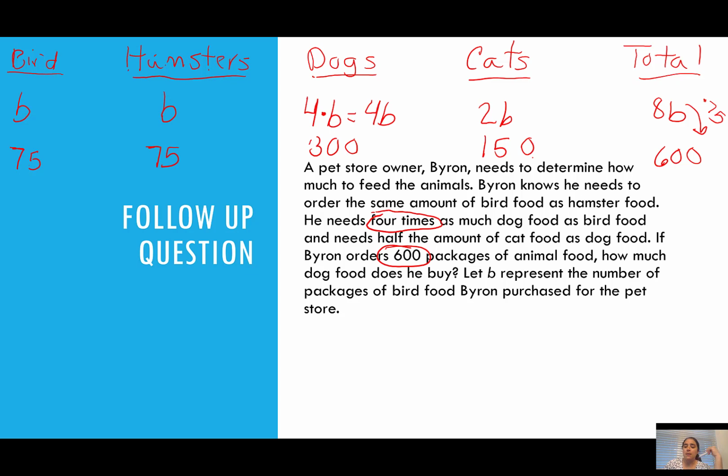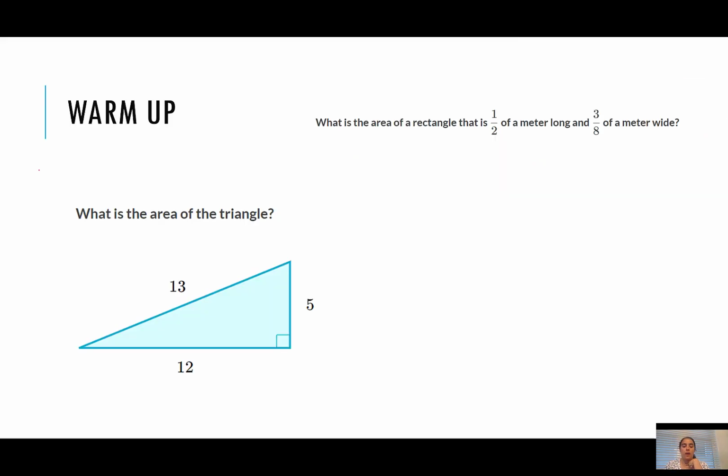So how many packages of food were purchased for each animal? 75 packages for birds, 75 for hamsters, 300 packages for dogs, 150 for cats, which is a total of 600 packages of food.